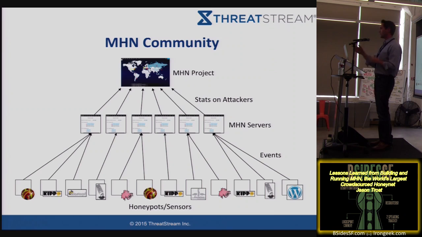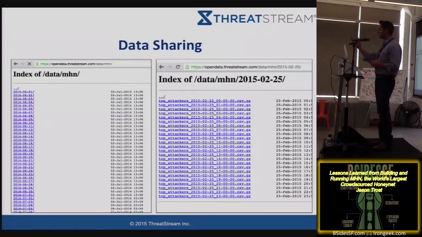And if your data sharing is turned on, it submits statistics about the attackers back to the community. Those statistics are rolled into files, which we share on opendata.threatstream.com. Anyone who has deployed an MHN server, we can verify that they're sharing and request access. We'll give them access to all this data. We have data going back to June 1st of 2014. We intend to keep this going.